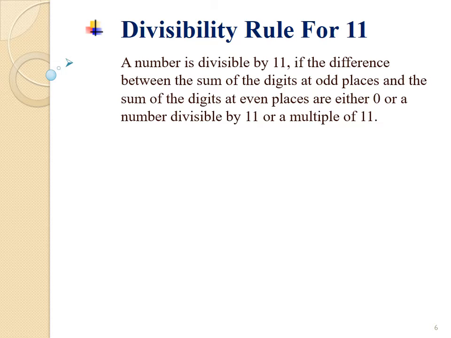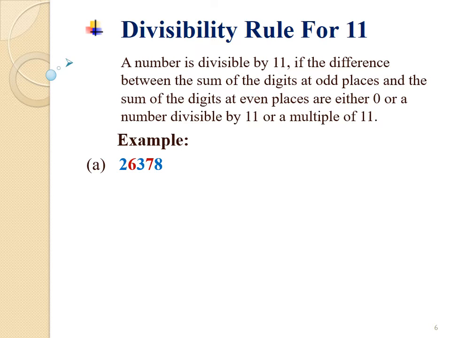So, now let's solve example A, 26,378 by pattern number 1. Students, look at this number. This number is highlighted by 2 different colors, that is blue and red color. Blue color shows the digits at odd places and red color shows the digits at even places.